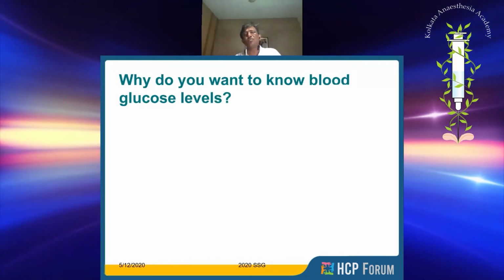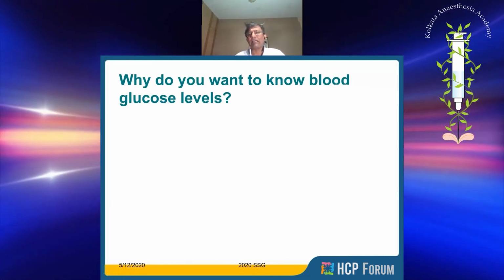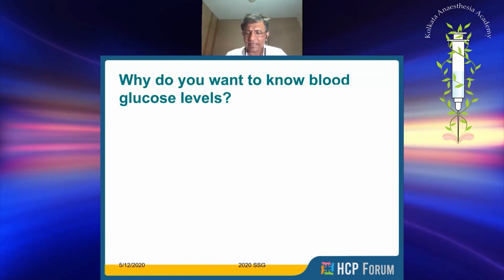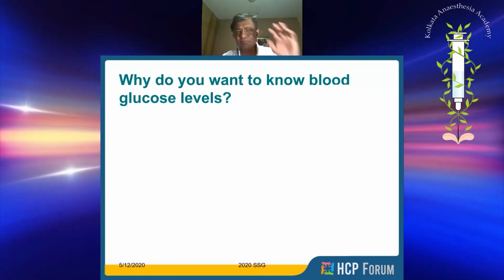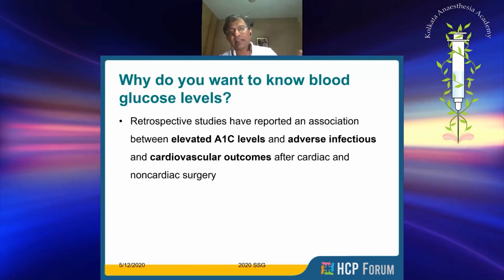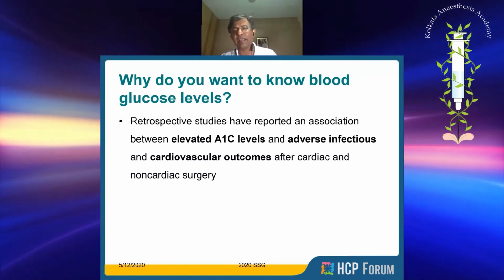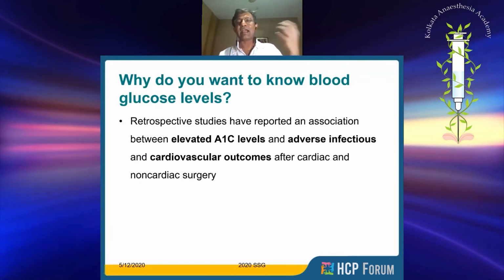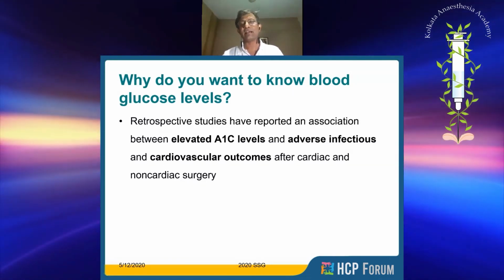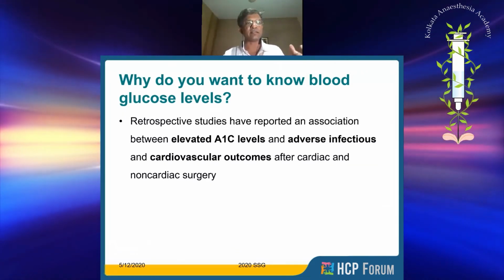Now, why do you want to know the blood glucose levels, except to figure out that, well, this person is in good control, or not good control? You see, there is something with blood glucose control which can influence outcomes. And there have been enough studies which have found a direct correlation between elevated glycosylated hemoglobin levels and adverse events like infections in the perioperative period, and worse cardiovascular outcomes after cardiac and non-cardiac surgery. Okay.